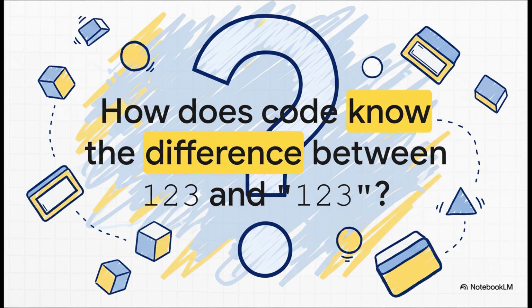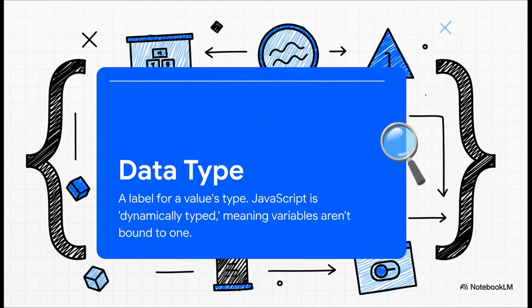To our eyes, the number 123 and the text 123 look pretty much the same. But to JavaScript, oh, they might as well be from different planets. The secret is the label JavaScript puts on each piece of info, and that's exactly what we're going to unpack today. Okay, so let's really break this down.